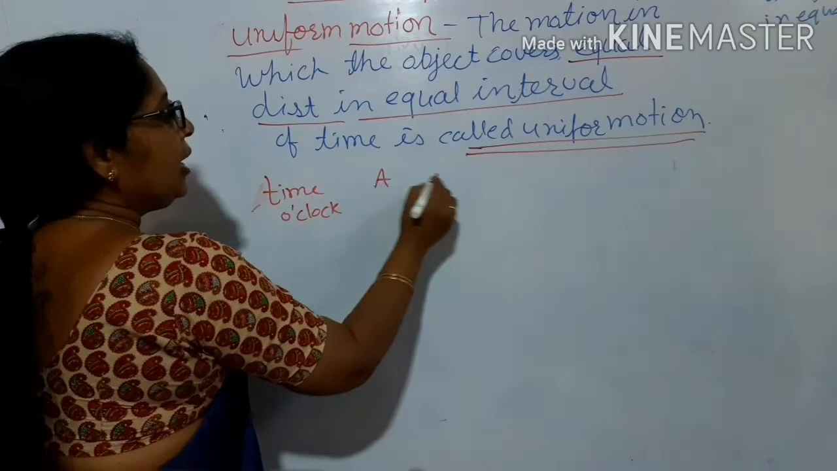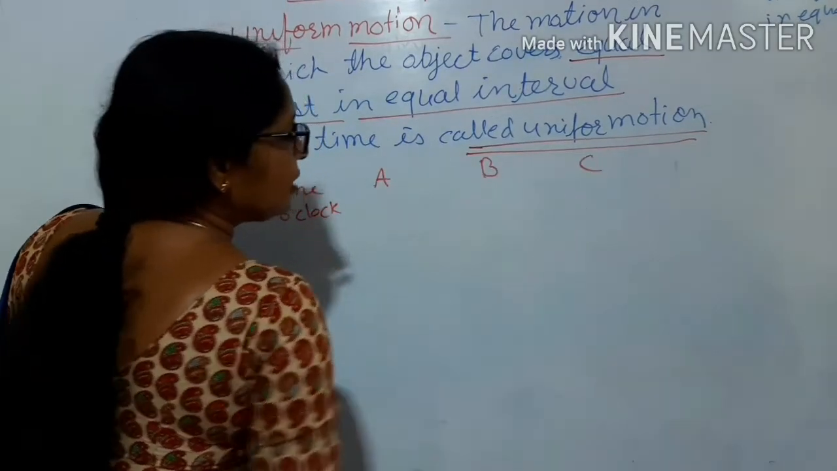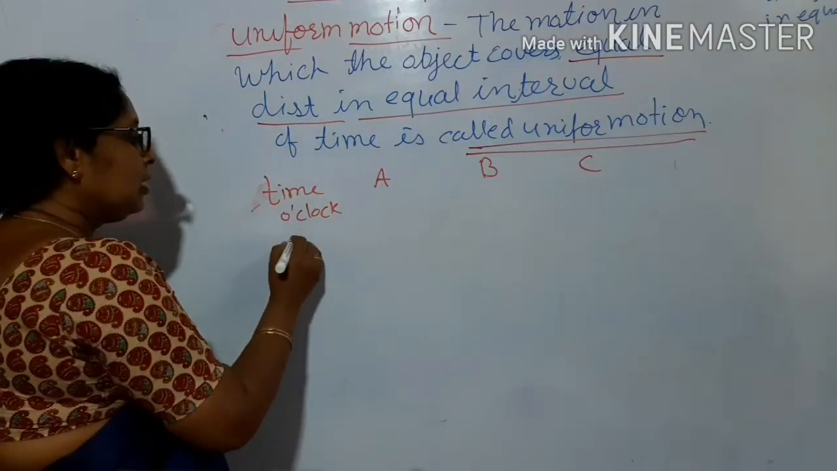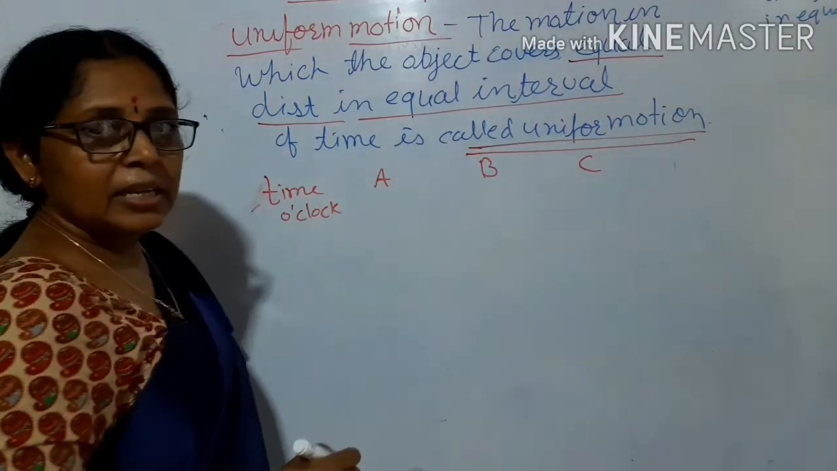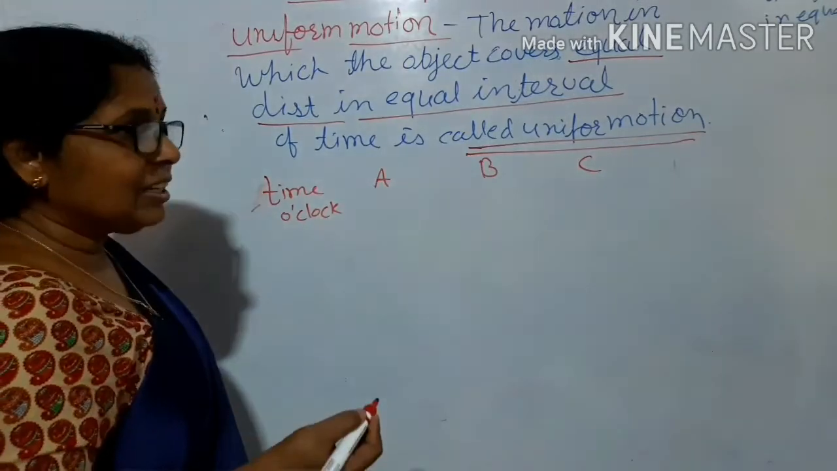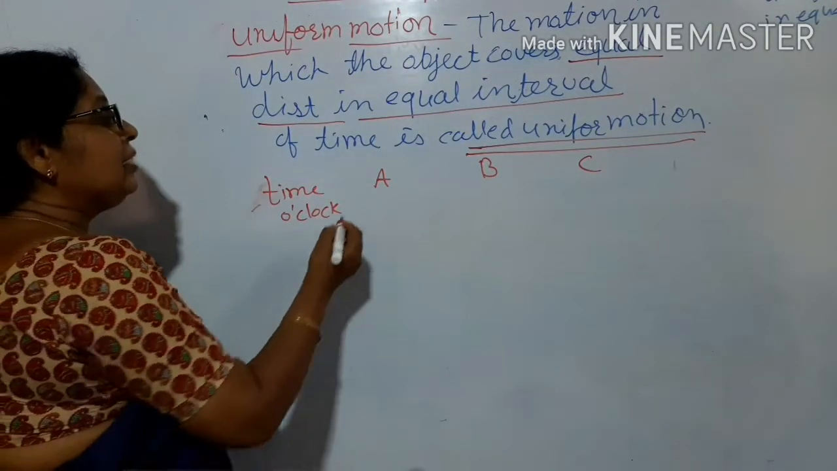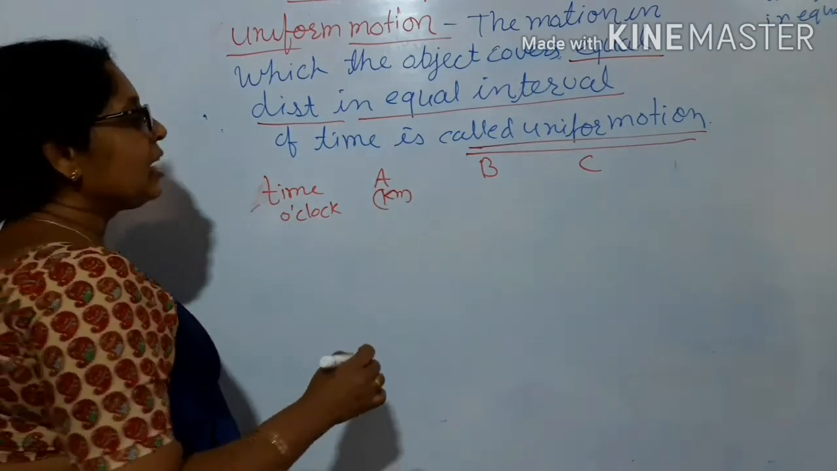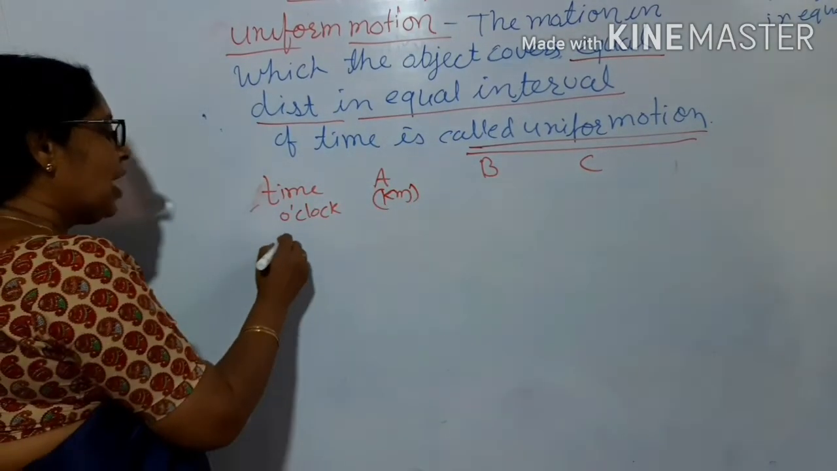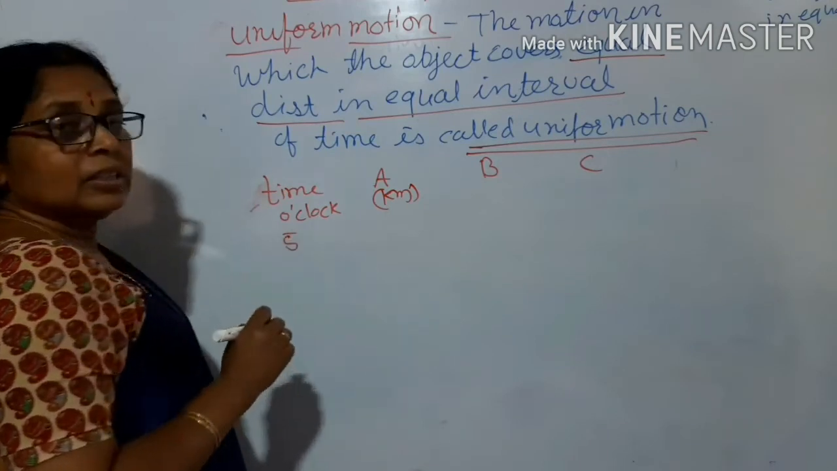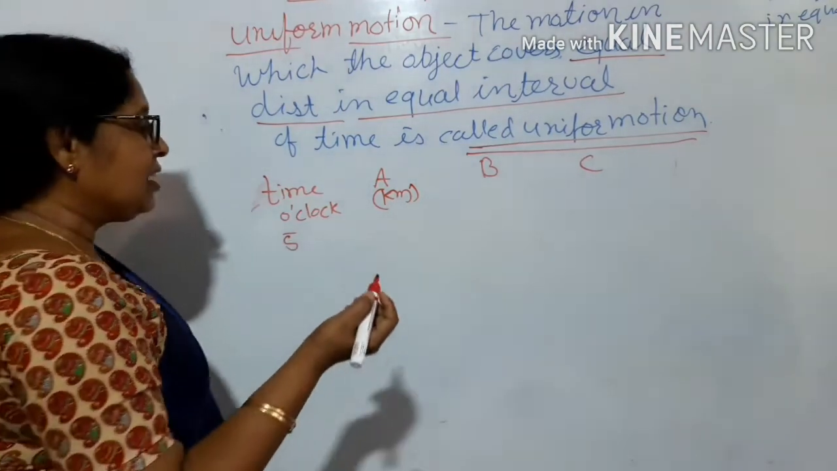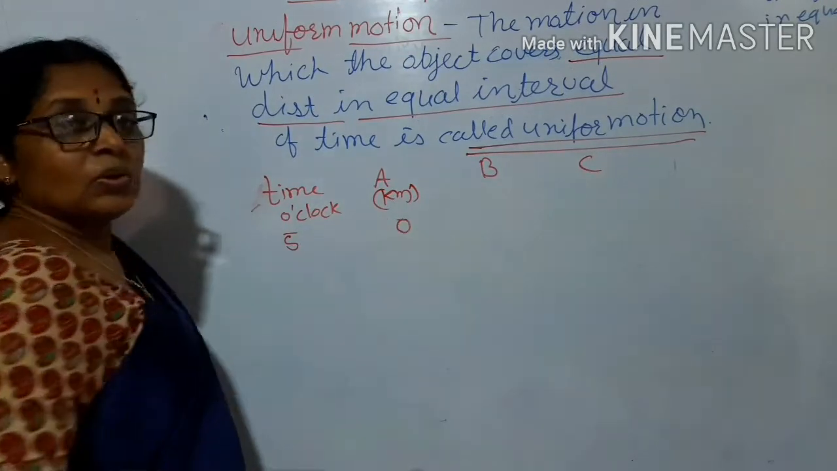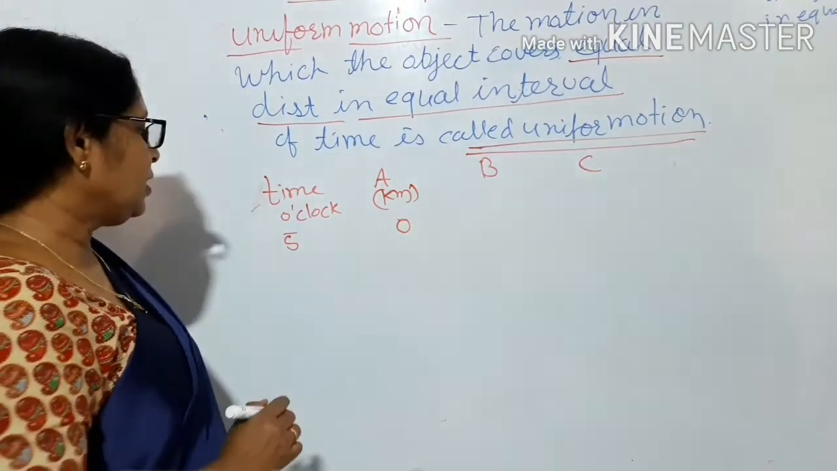and A, B and C, these are the three persons. Okay, so A, B, C, these three persons start traveling by car, and this is the distance traveled in kilometer. So at starting, 5 o'clock, the A person starts traveling. At that time he covers 0 distance, means 0 kilometer.